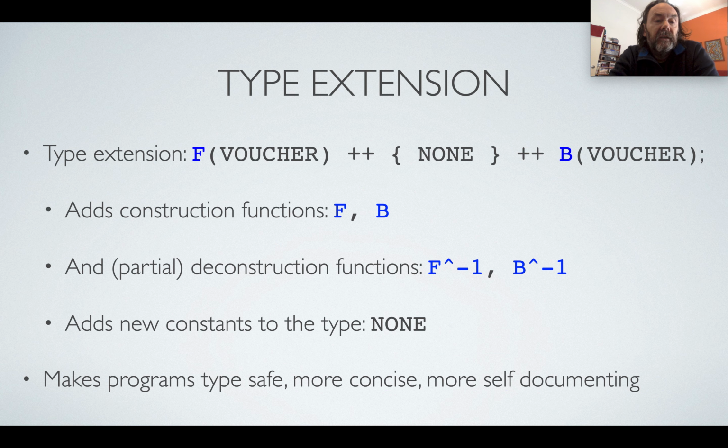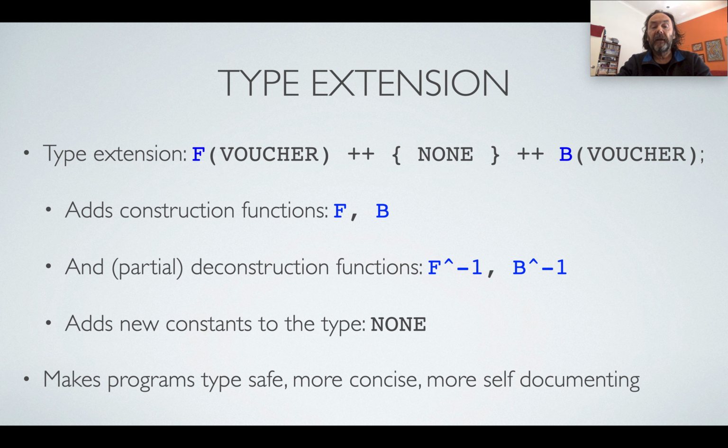So type extension is this thing where we're allowed to add constructor functions which map one sort of type to another, to a new enumerated type. And when we make this declaration, we automatically construct these functions f and b, and we automatically construct the deconstruction functions, which are partial, f to the -1 and b to the -1, and we add the new constants to the type, in this case none.